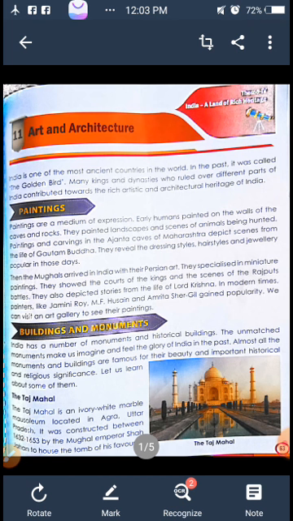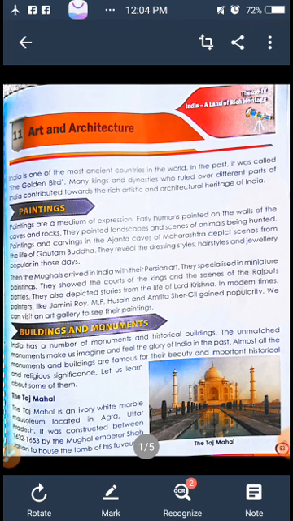Today, we will discuss the exercise of this chapter. If you know, in the last online video, I taught you chapter number 11, Art and Architecture, and we have learned lots of monuments and historical buildings situated in India which give many thoughts, ideas and many hints about the history.